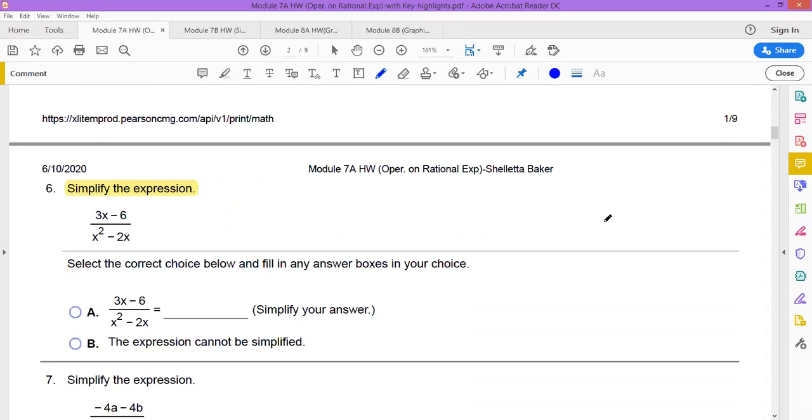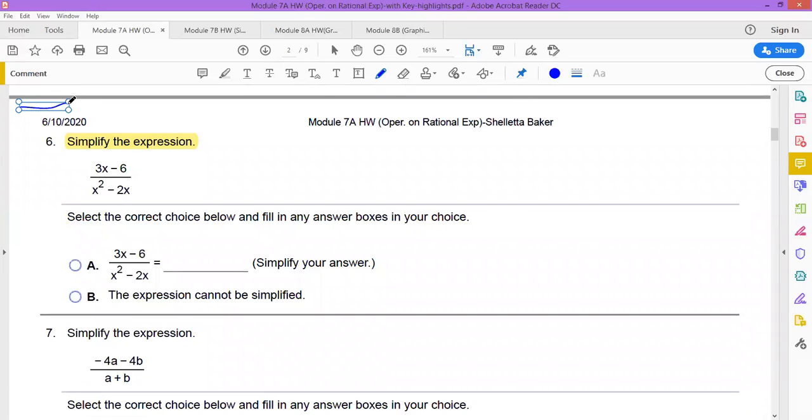Let's look at number 6. Now for this example, you're simplifying the expression, which means we want to factor if possible and then cancel out any like terms. So in our numerator, we have 3x minus 6. We can factor 3 from the numerator. Now when we factor 3 from the expression in the numerator, we're asking ourselves, hey, what do I multiply 3 by in order to get 3x? And that's x. What do I multiply 3 by to get negative 6?